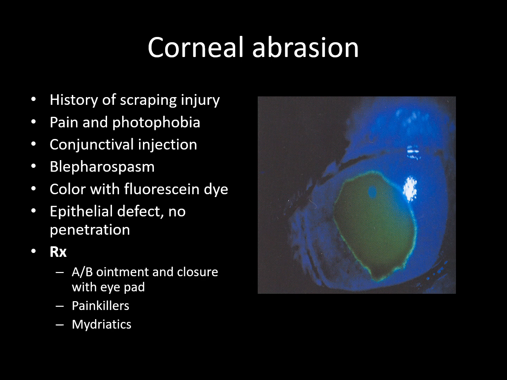You'll always see that the surface in a corneal abrasion is nice and clean, and you don't have corneal infiltrates like you have with the infective keratitis patients. Again, your history of the scraping injury, pain and photophobia, conjunctival injection. This is what we call general injection. Then we color it with fluorescein dye.